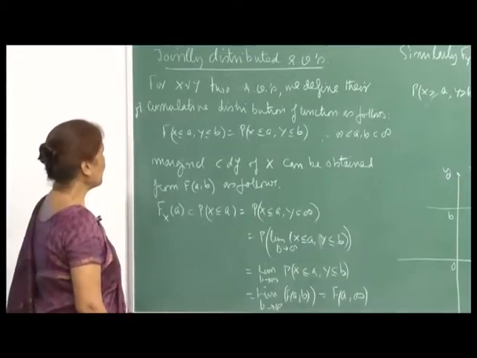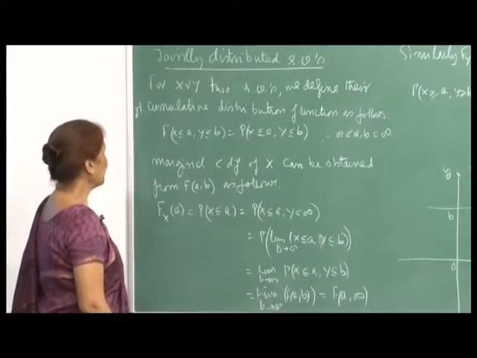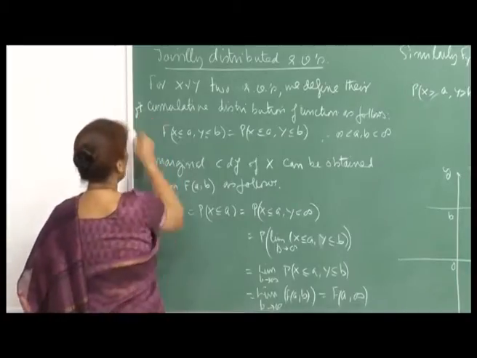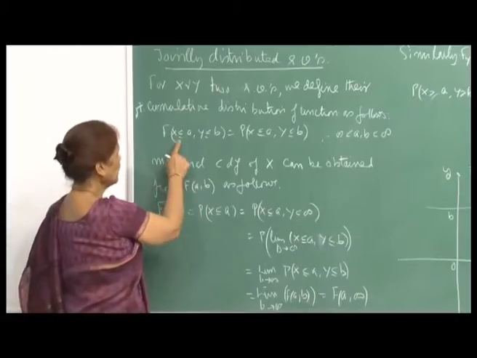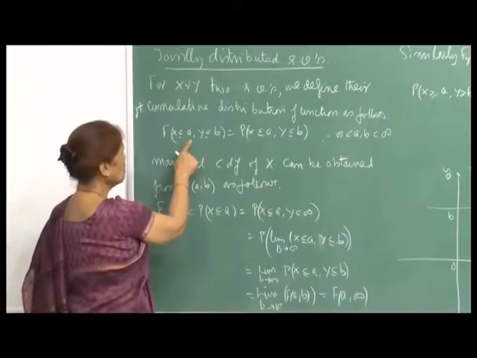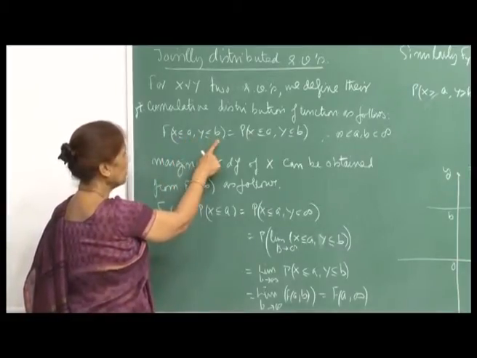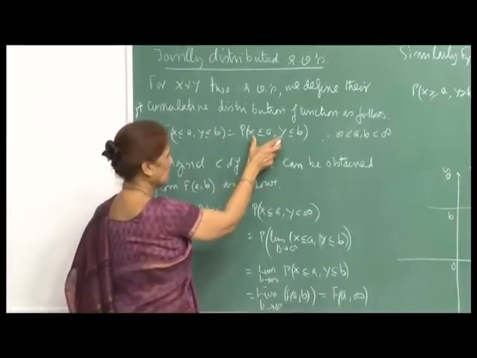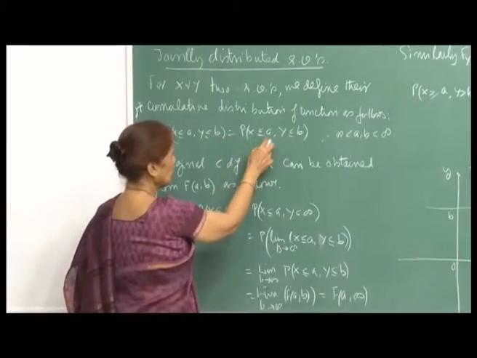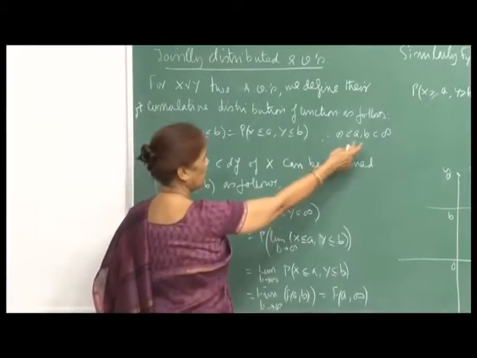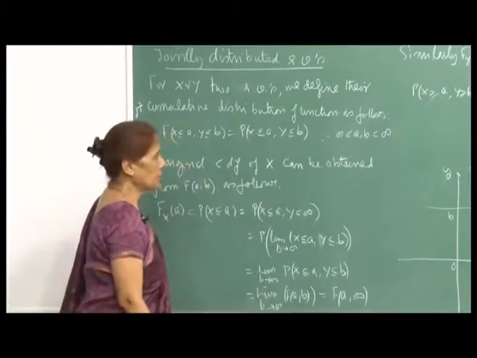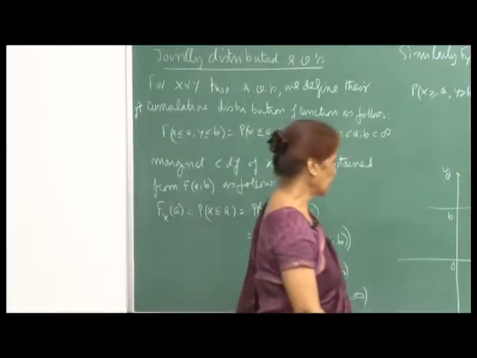So, if X and Y are 2 random variables, we define their joint cumulative distribution function as follows. F of a comma b is actually the probability that X is less than or equal to a and Y is less than or equal to b, where a and b are 2 real numbers between minus infinity and infinity, right.